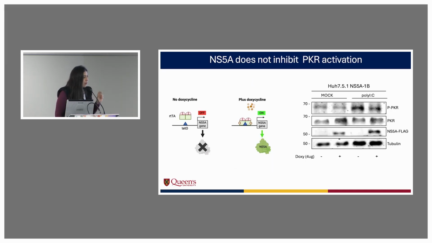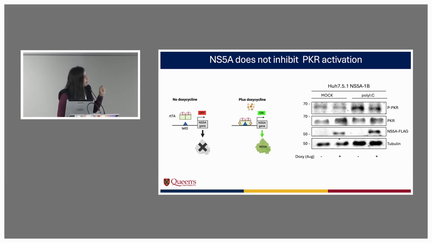So in this pure model, we have cells that we could induce NS5A expression from genotype 1B by adding doxycycline treatment. This is a complex method, but pretty much the takeaway is that if I do not add doxycycline, my cells do not express NS5A. But if I add doxycycline, my cells express NS5A. And you can see it in that Western over there. So doxy 4 micrograms, minus no NS5A flag, plus NS5A flag. So here I'm demonstrating that I can express NS5A here.